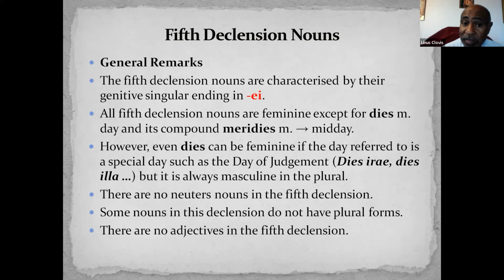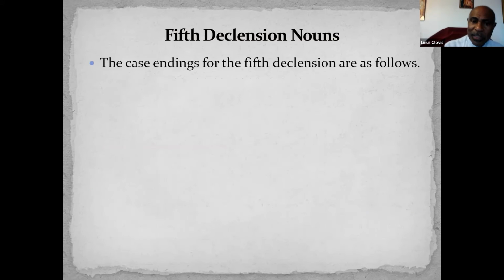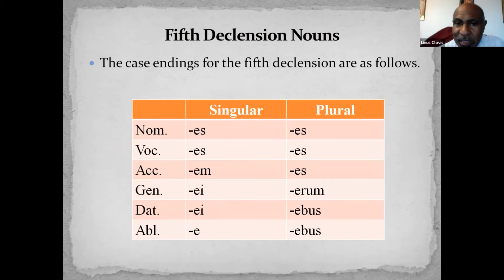So the general characteristic of this noun is the genitive EI. The nouns are generally feminine, a few masculine, no neuters, and no adjectives. So let's look at what the case endings are. We said it was EI. So the case endings, I should have put stem, you know, and why didn't I do that? It should be stem plus, okay? Okay, I'll correct that for next time.